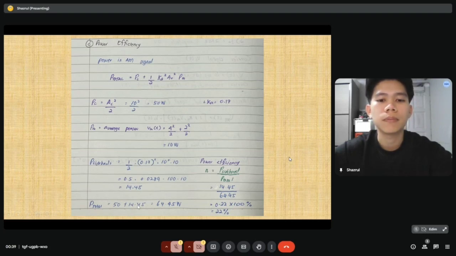64.545 watt. So for the power efficiency, we divide the value of power sideband by the total power. So the result is only 22.4% of the power carries useful information. So the rest is wasted in the carrier.